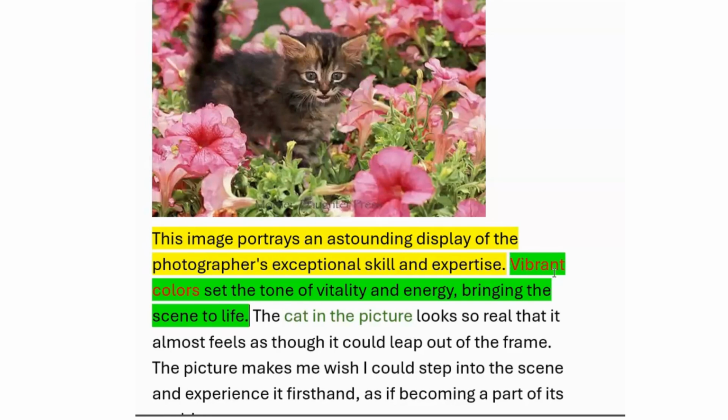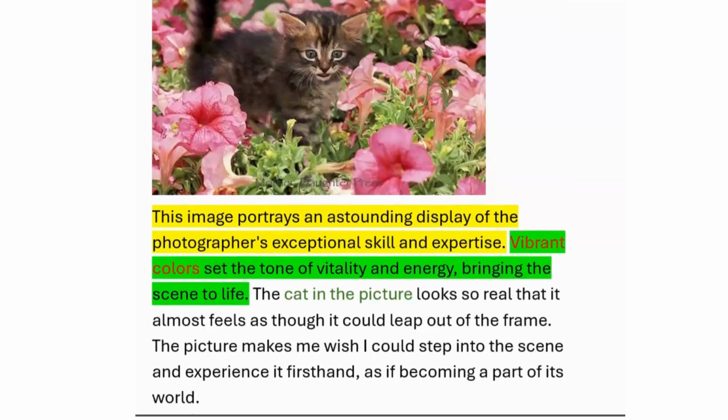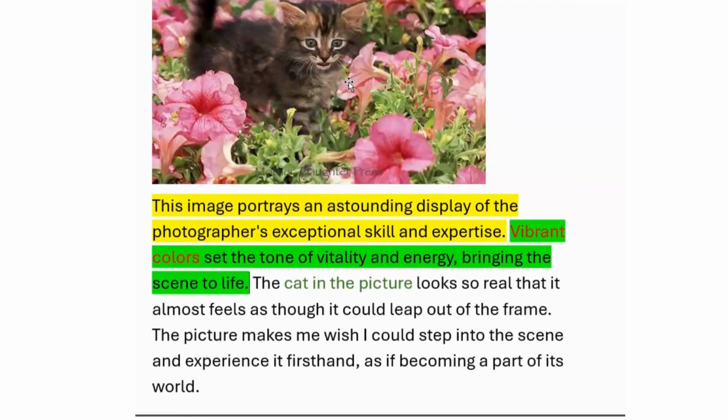So as I said, vibrant colors are bright colors. And bright colors are also always associated with energy, with high emotion. So you use the word vitality and energy and set the tone. Again, an advanced expression. Now, if you see any animal, for example, in this picture, you see a cat.